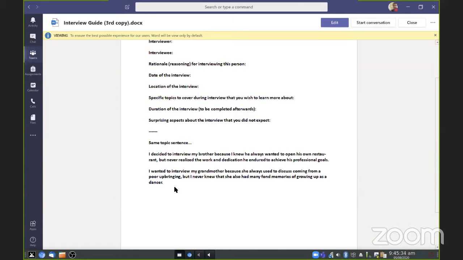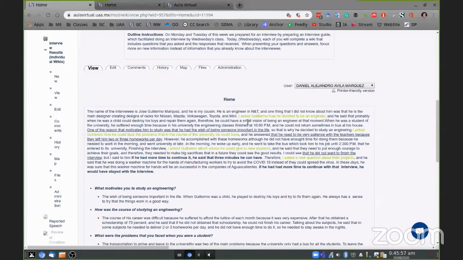sentence and see if you can involve both of these pieces of information, both information as to the reasoning why you interviewed the person, and also something new, something that you did not know about the person prior to the interview, right? And again, just try to do it all in one sentence.